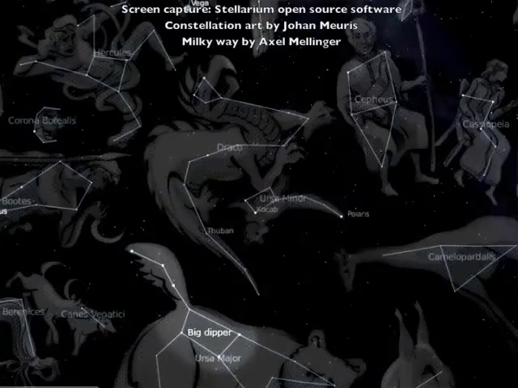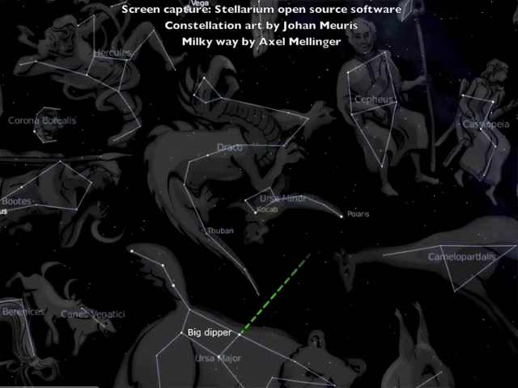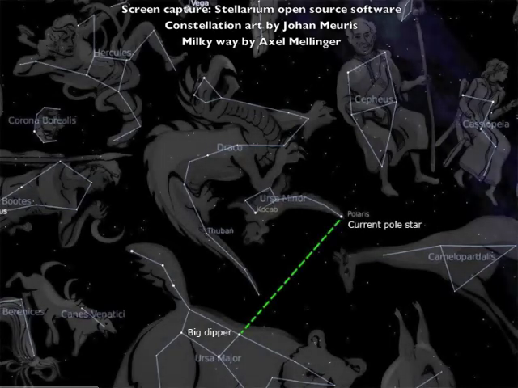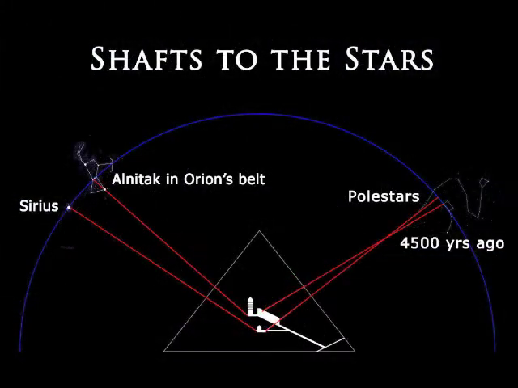I was taught as a child to follow the outer edge of the Big Dipper to find the North Star Polaris. In the past, this rule of thumb didn't always work, because the celestial pole changes over time due to the Earth's precession. When the Great Pyramid was built, the star Thuban in the constellation Draco was the North Star. Remember, one of the pyramid shafts point at Thuban.